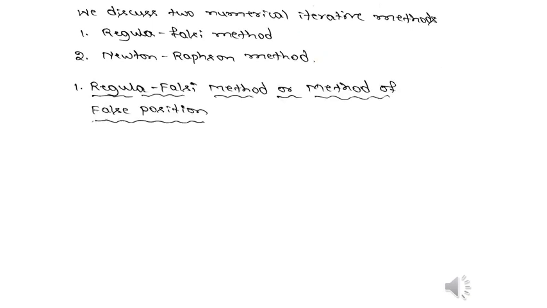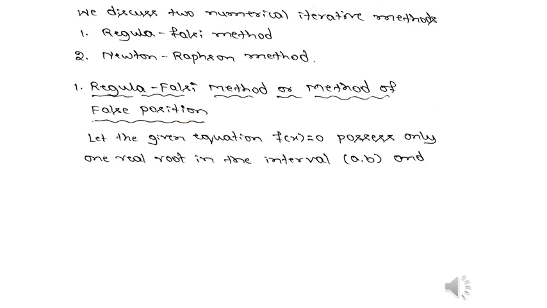Here we discuss two numerical iterative methods to find the roots. First one is the Regula-Falsi method, then the Newton-Raphson method. Regula-Falsi method is also called the method of false position. Let the given equation be f of x equal to 0 that possesses only one real root in the interval a comma b.